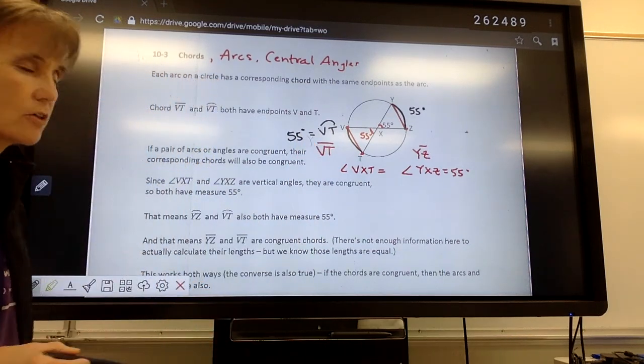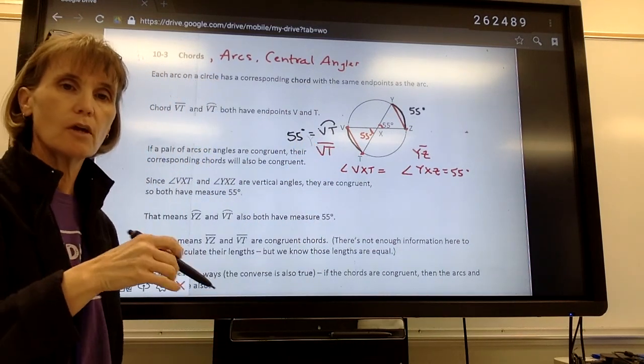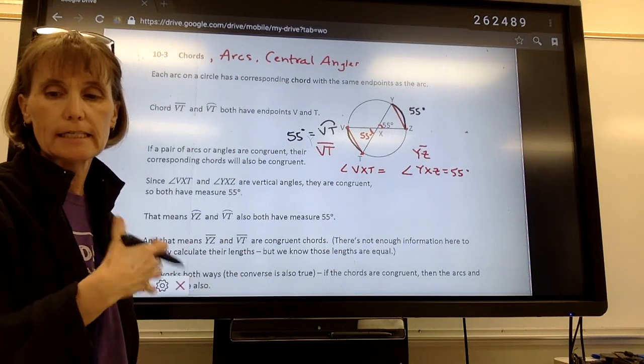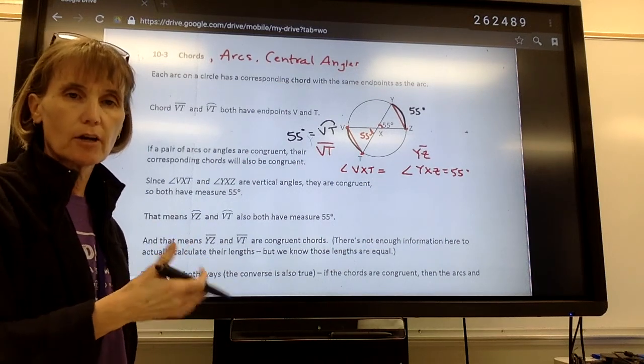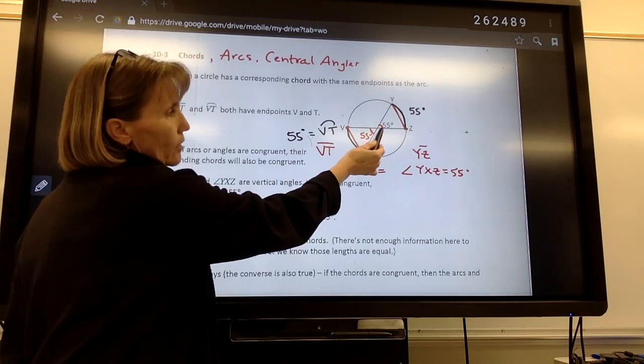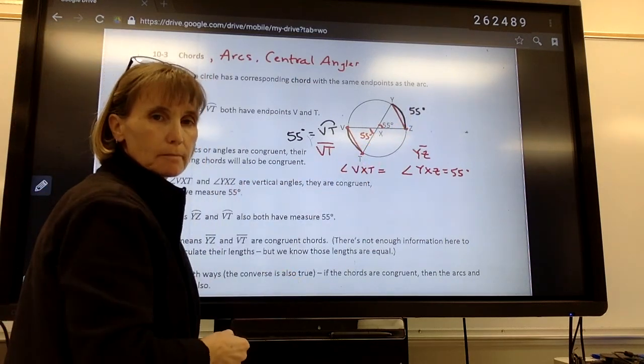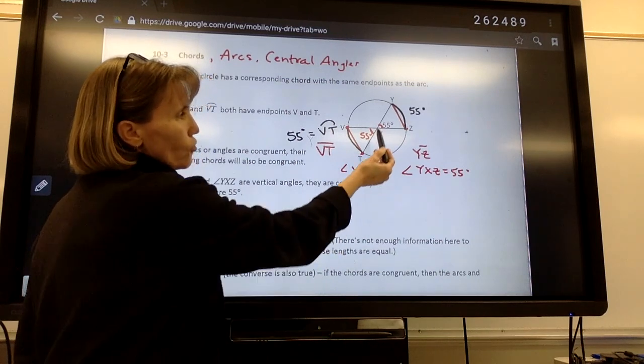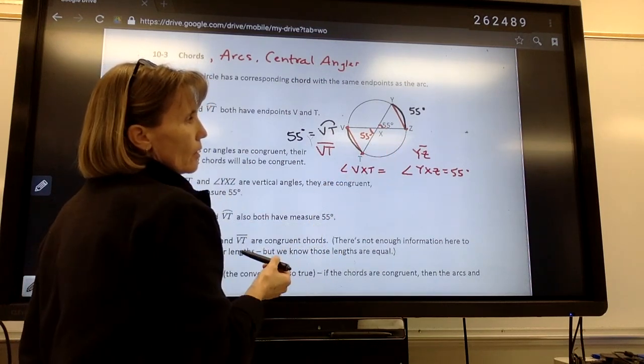Okay, so you're going to get a chance to look at circles with lots of chords and radii and diameters mixed in, and you're going to have to give different degree measures. So whatever the central angle is, the arc matches it. Okay, vertical angles still apply.